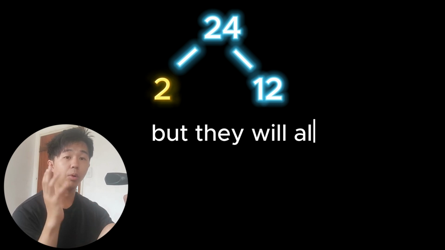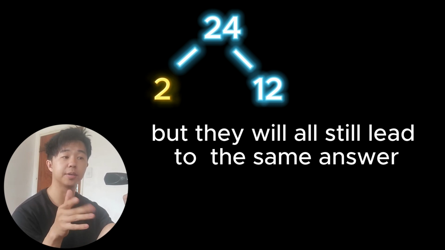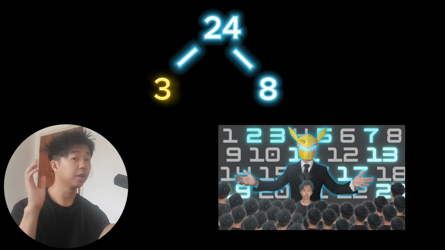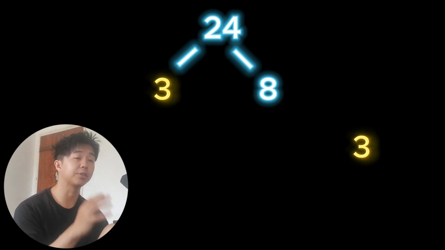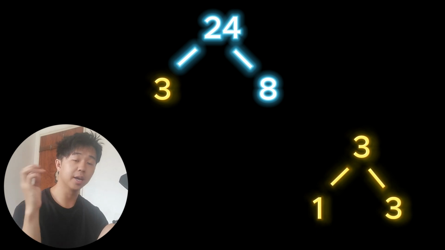I know in the previous example we used 2 times 12, but I want to show you there are different numbers you can use to multiply, but they will all still lead to the same answer. So 3 times 8. 3 is a prime number. If you don't know what a prime number is, look at a video. But in short, a prime number is a number that has only 2 factors, 1 and itself. Okay, so back to it. Take 3, 3 is a prime number, leave it alone.